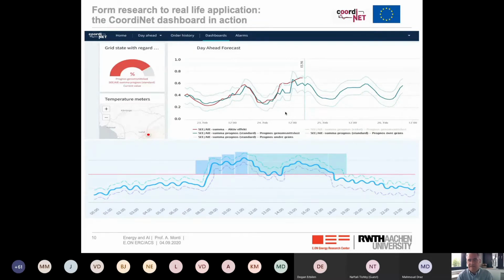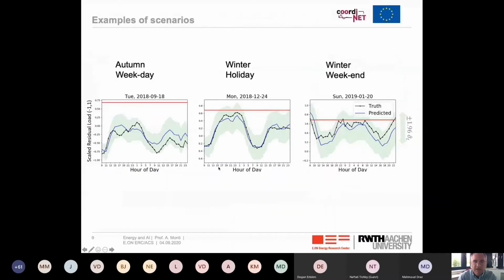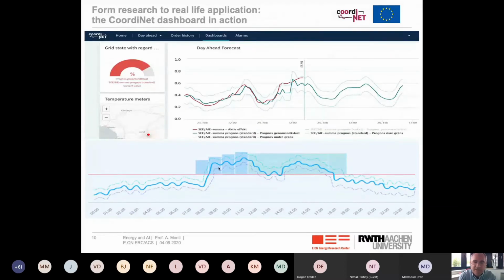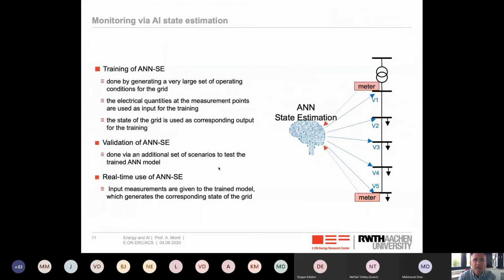What you see here is that the work was brought all the way to a real platform and implemented. This is the dashboard used by the grid operator in Sweden to take a decision if in the next 40 hours there is a region of risk. And here you see a case in which it was pretty clear from the prediction that it was necessary to access flexibility, to make sure that the red line was not overpassed during the following hours.